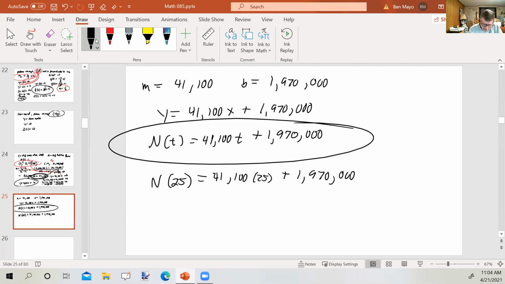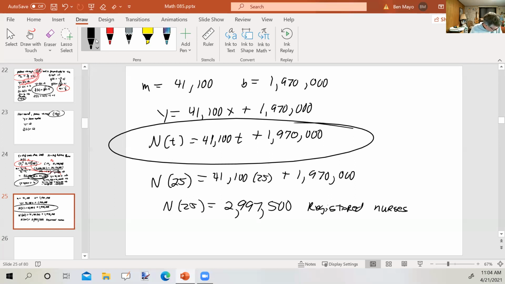So let's see what we get here. 41,100 times 25 plus 1,970,000. And I'm coming up with 2,997,500. So that would be registered nurses. Let's see here. Yeah. Okay.